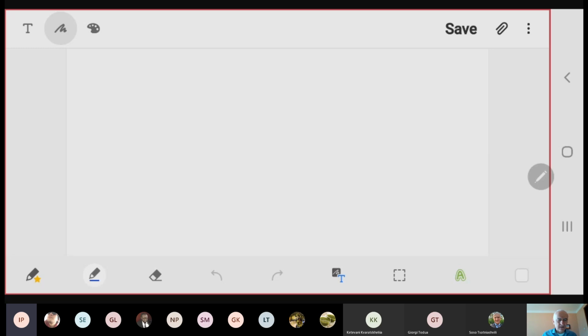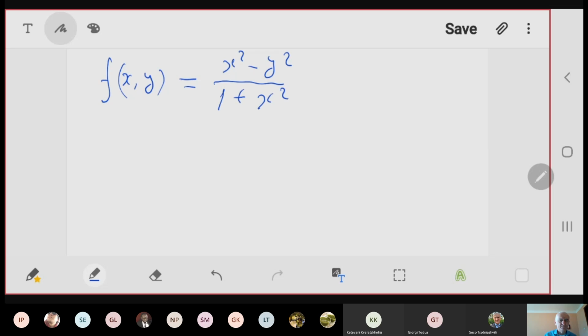So we have a function of two variables, f of x, y equals x square minus y square over 1 plus x square. And we need to find the partial derivative fx. Let's find the partial derivative, and then substitute x and y, then it's very easy.